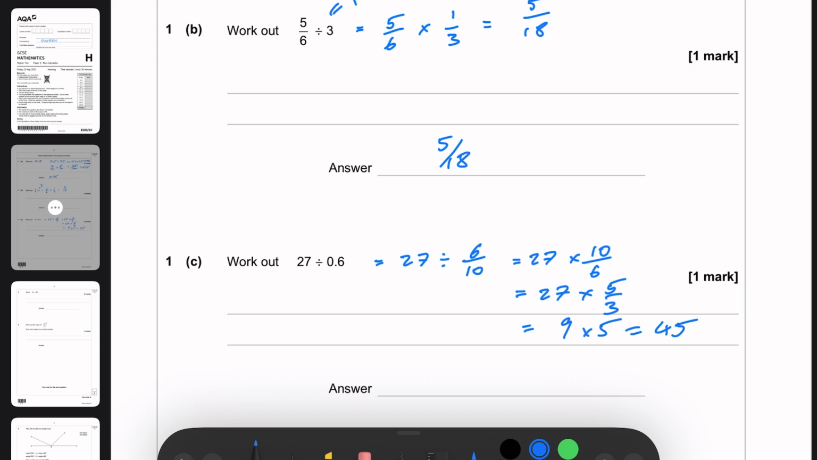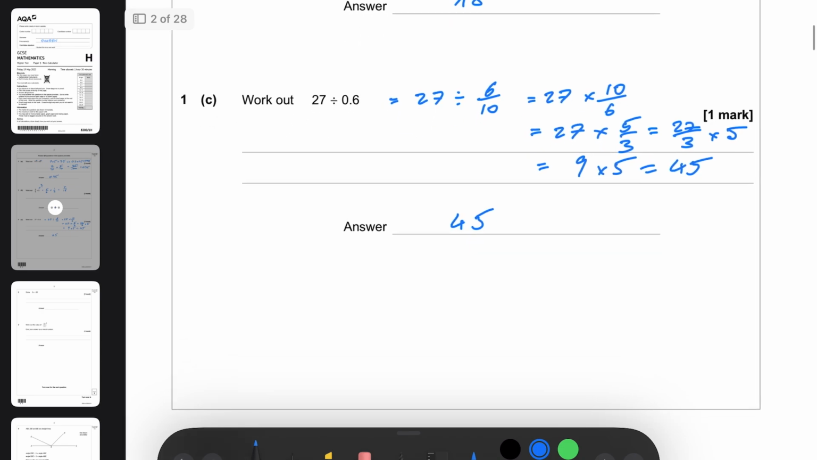So right, this is pretty much it. And you can just see here that you can move this to 27 divided by 3 times 5, right? So the order doesn't matter, multiplication is commutative, so it doesn't really matter which one you do first. Just make sure that you end up dividing by 3 and multiplying by 27 and by 5.